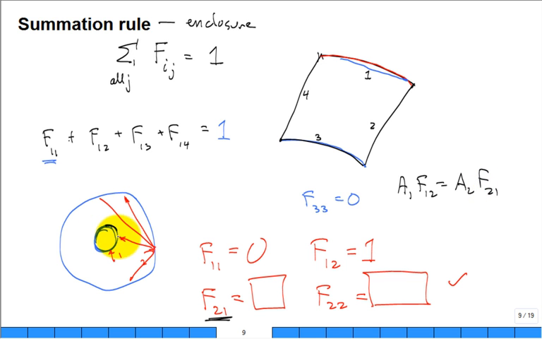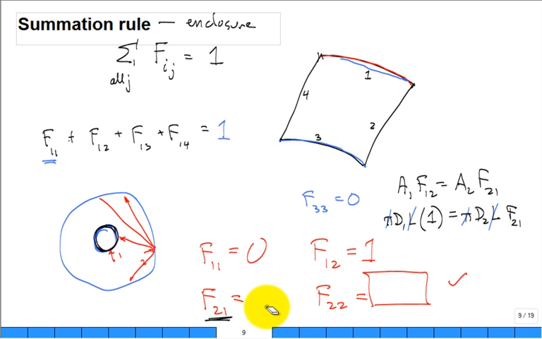Okay, this is my surface 1 right here. Its area is pi d1 times some length in the third dimension. The view factor 1 to 2 was unity. Area 2 is pi d2 times the length in the third dimension. And the unknown, what I'm trying to solve for, is F2 back to 1. The pi's cancel, the length cancels, and the view factor 2 back to 1 is really just the ratio of diameter 1 to diameter 2.